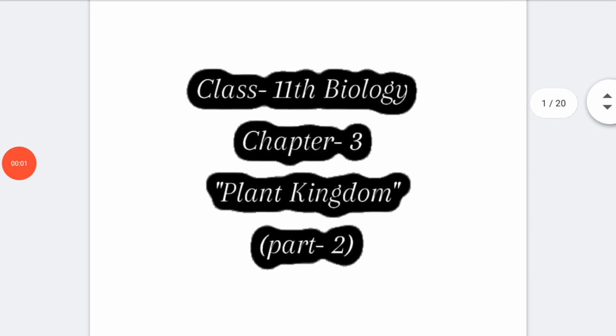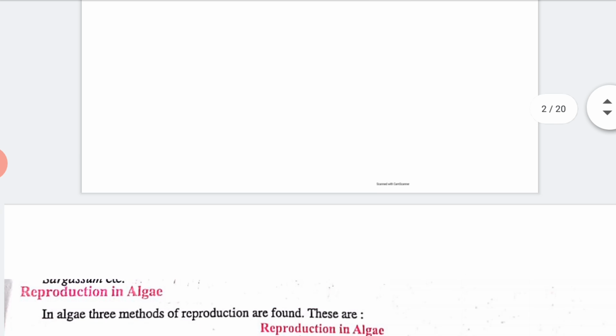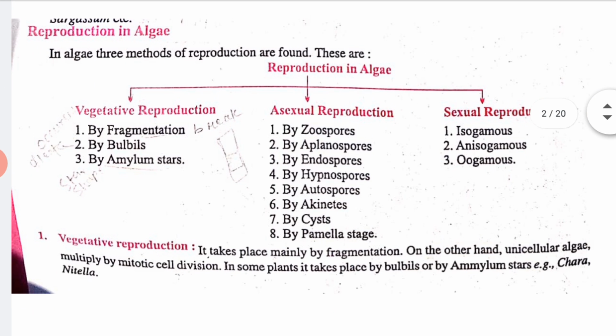Good morning, dear students, and welcome back to our chapter number 3, Plant Kingdom. In our previous class, we discussed what algae are and the different types of morphology present in algae. Today we are going to see the various types of reproduction in algae.